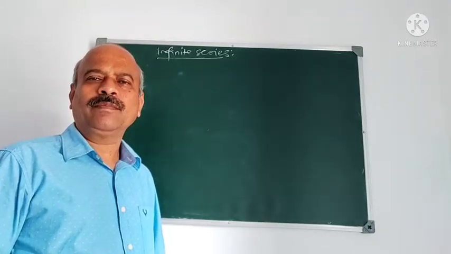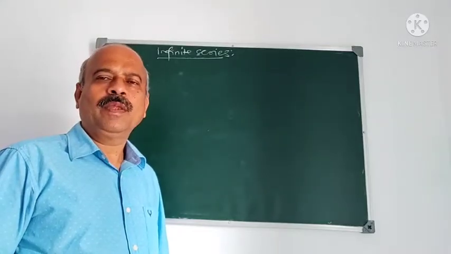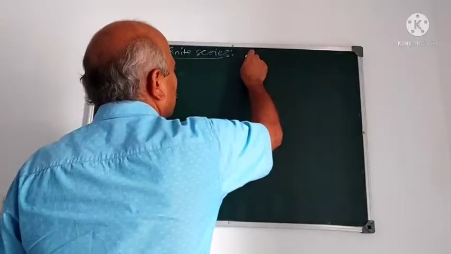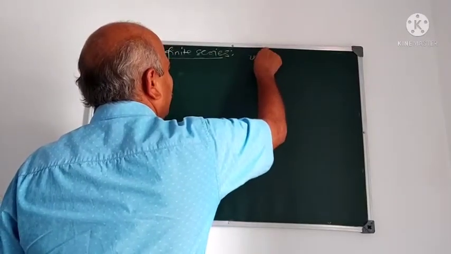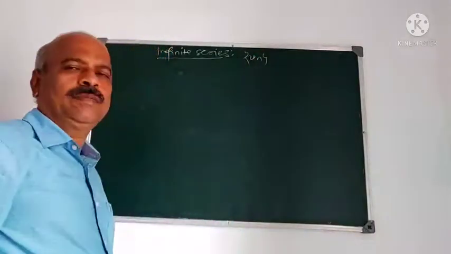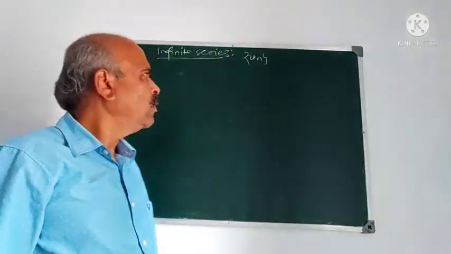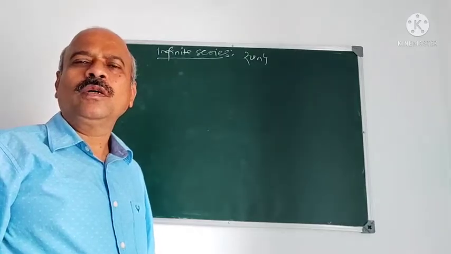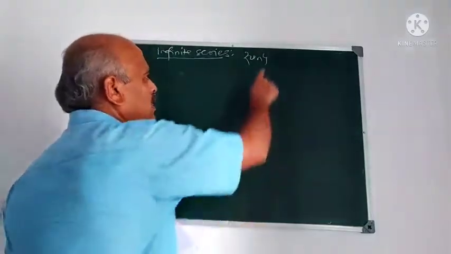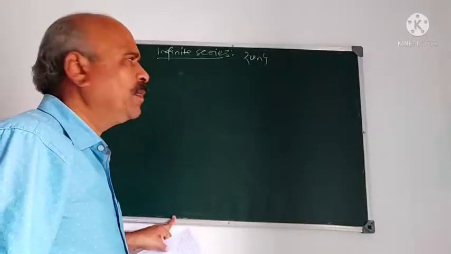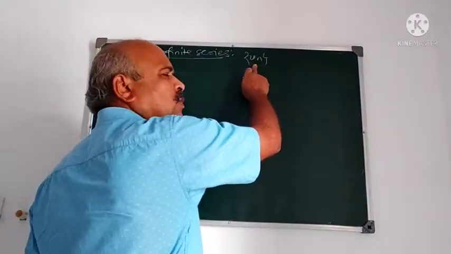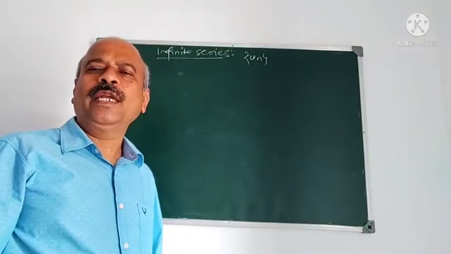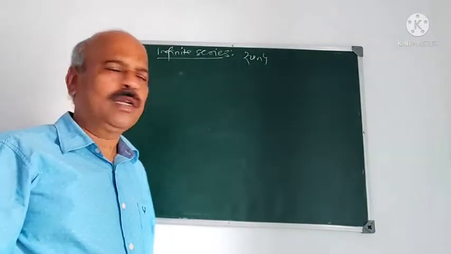Positive term series first. Positive term series. How to define a series? Suppose Un is a sequence. What do you mean by sequence? Sequence means it is a function from set of naturals to reals, and a sequence, any sequence, is denoted by writing its nth term. Sequence may be denoted by Sn, Un, An, Yn, Tn and so on.